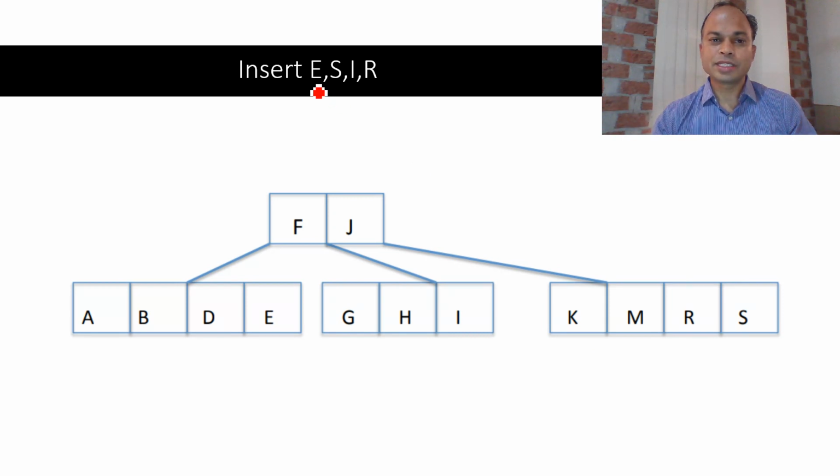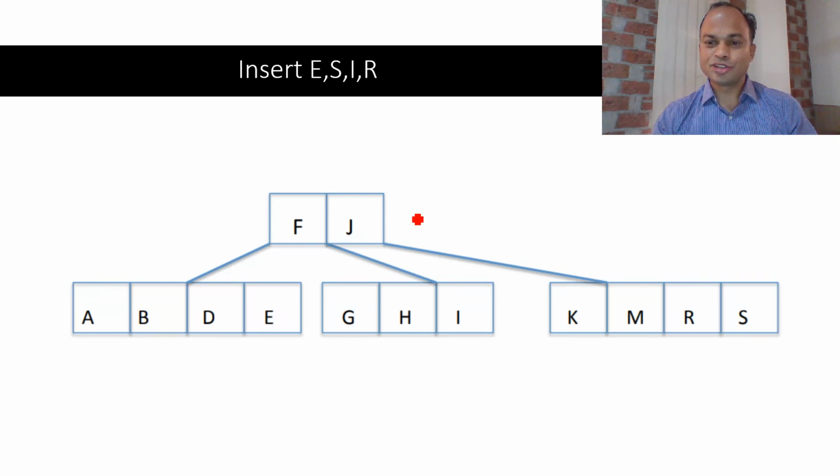Now if we want to insert E, E is obviously lesser than F, so in ascending order we have placed E here. S is greater than J, so in ascending order we have placed S here. Now we want to insert I. I is greater than F and lesser than J, so we have placed I in ascending order here. Now we want to insert R.